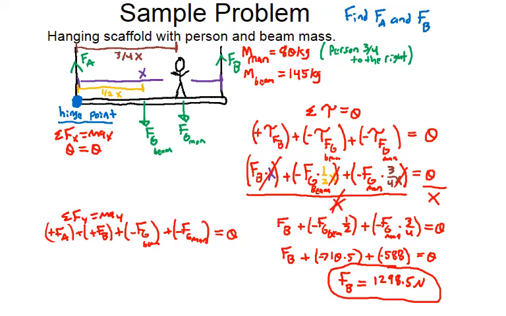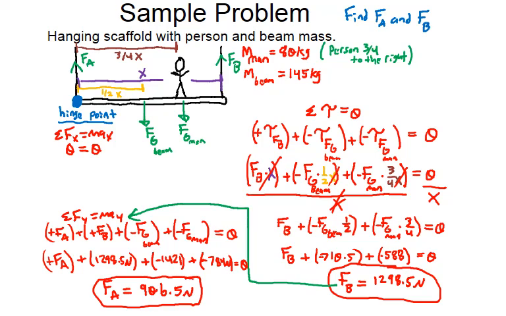1,298.5 newtons. And once we know that, we can find what FA is, 906.5 newtons. So we treat these just the same way, and we can set up our torques and the forces and figure out what's going on.